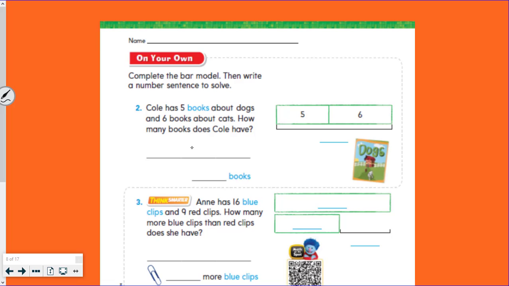All right, so the first thing I notice is this bar model is different, right? They've drawn the bar model for me. I can see that this bar model is showing the parts already. So if we know the parts, that means we've got to solve this, which is the whole. And to find a whole, we're going to add. And the numbers we're going to add are the parts. So 5 plus 6, and then 5 plus 6 equals 11. So the whole is 11. So that means Cole has 11 books. So he's got books about cats and books about dogs. Altogether, he has 11 books.